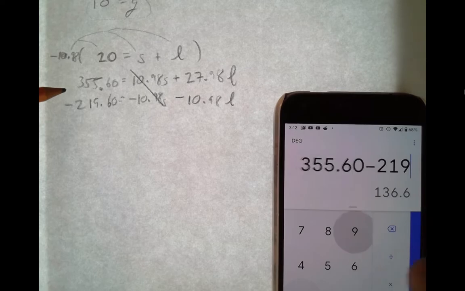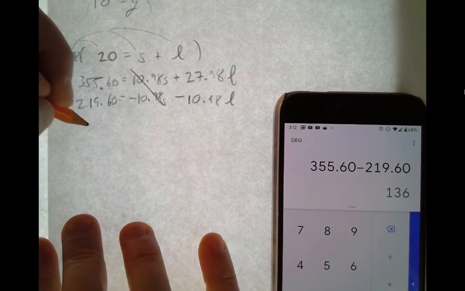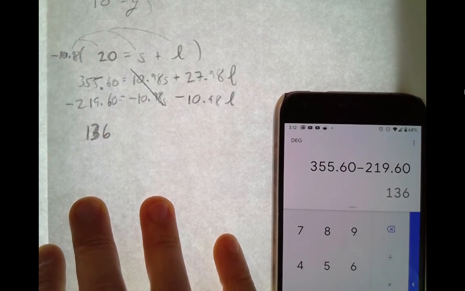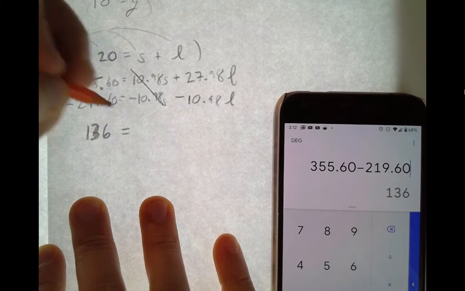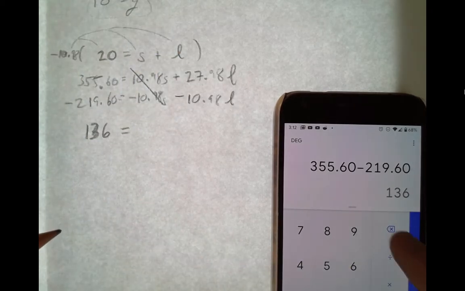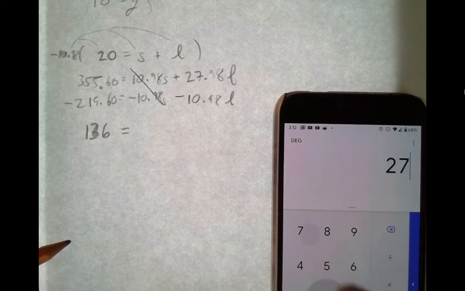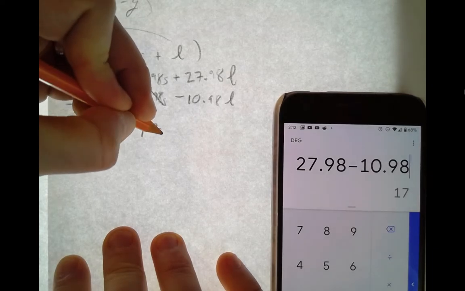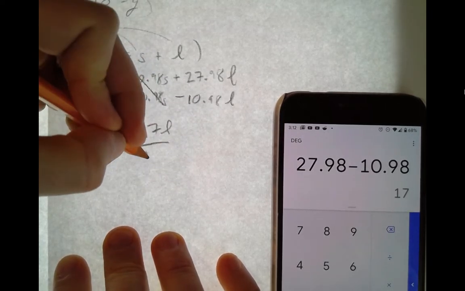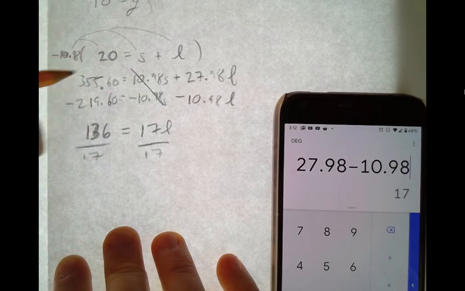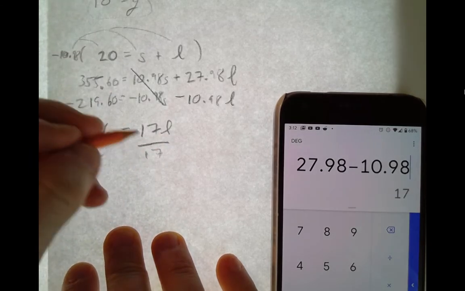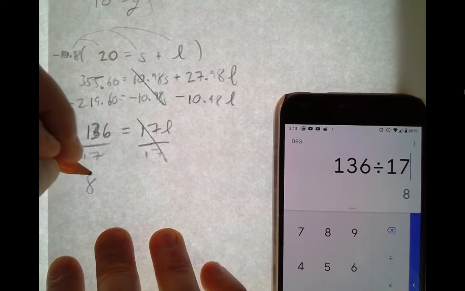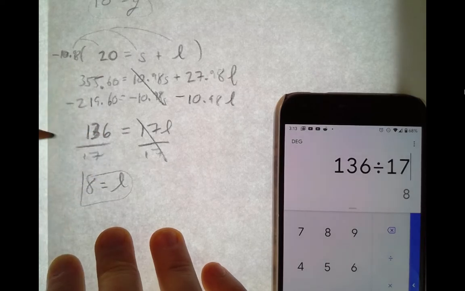355.60 minus 219.60 makes 136 even, is equal to, the S is canceled, and I'm done. Now I have to do this. 27 minus 10 really, because those will go away. But just so you can see, 27.98 minus 10.98 is going to be 17L. It also worked out that I eliminated the S's first because I was looking for the large candles. Divide both sides by 17. 136 divided by 17 gets me 8 is equal to L.